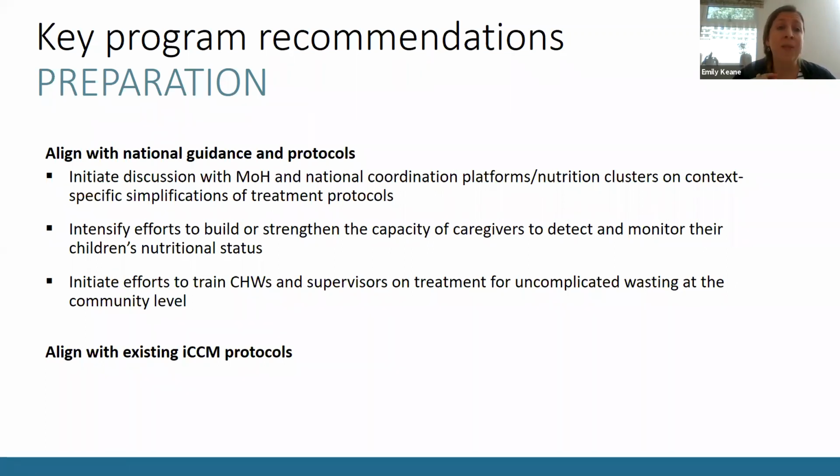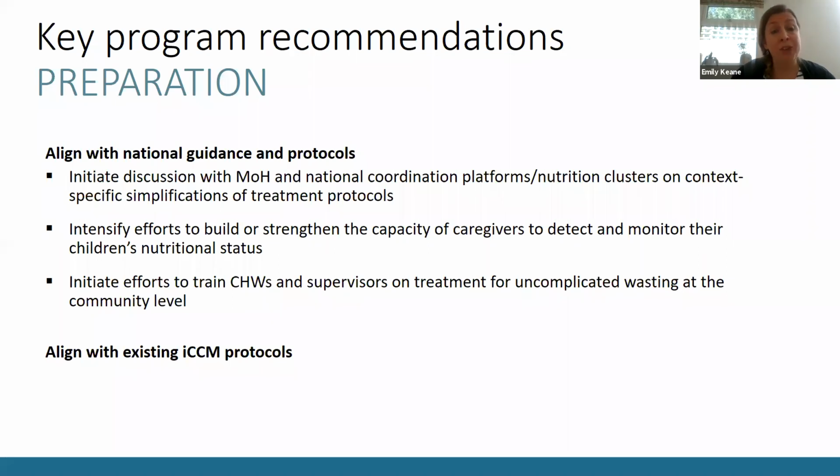As Grace mentioned, another key part of this is around families being able to actually understand their own children's nutrition status. So through the family MUAC approach, supporting and scaling the family MUAC approach so that caregivers can assess their own children's nutrition status. And then lastly, ensuring that there's adequate training for both community health workers and supervisors in these new simplified treatment approaches for uncomplicated wasting.